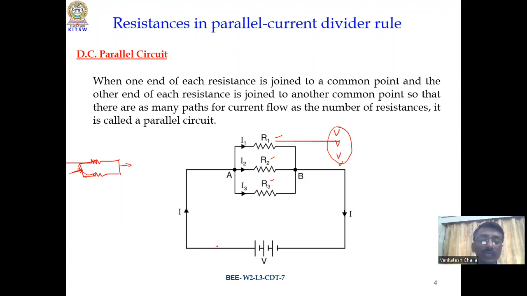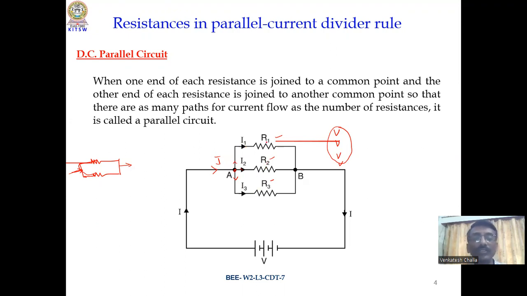But what happens to current? Let the battery give the current I. This current I is flowing like this. As there is a junction with the three resistors, this current will now divide into three currents. Let the currents be I1, I2, and I3 for R1, R2, and R3.